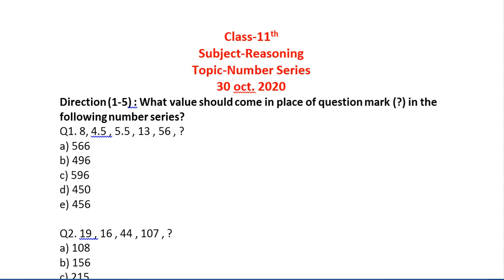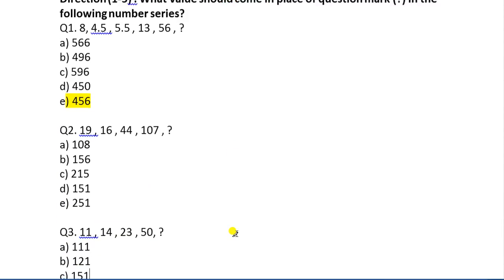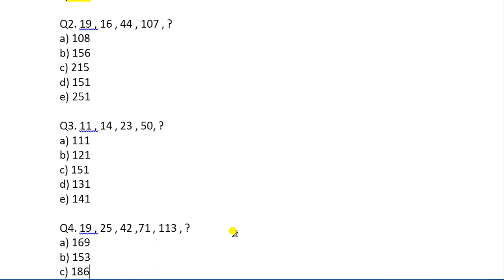So here in question number 1, the answer of question number 1 is E part, that is 4, 5, 6. Now question number 2. So this is the question number 2. Again, you have to find the value of this missing term. So here the correct answer is C part, that is 215.